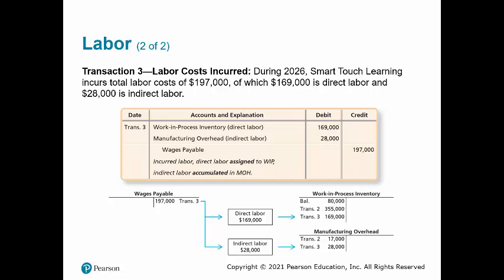And at the bottom of the slide we can see the T account showing the total credit to wages payable, and then the two separate debits, the direct labor to work in process inventory, and then the indirect labor, of course, is being accumulated in manufacturing overhead. And that is the conclusion for the demonstration for Learning Objective 2.